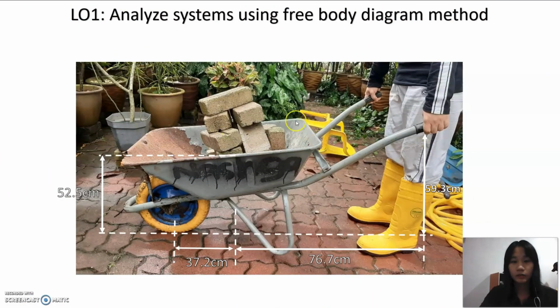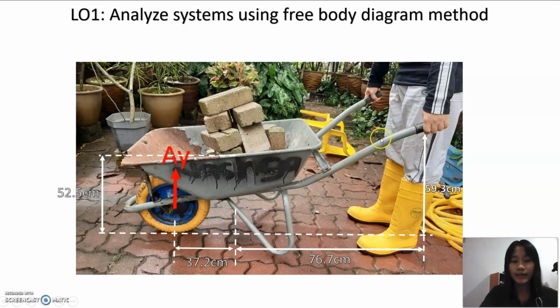Calculations. Okay, so this is one of the photos from Fahmi when he went for gardening. Based on LO1, we need to analyze the system using the free body diagram method. As we all know, there's always a normal reaction force acting outward from the ground to an object. Based on this photo, this normal reaction force is acting outward from the ground to the wheel, and we can label it as Ay.